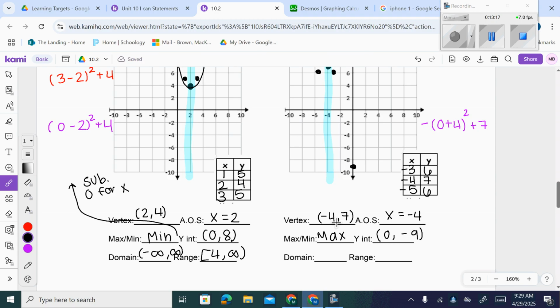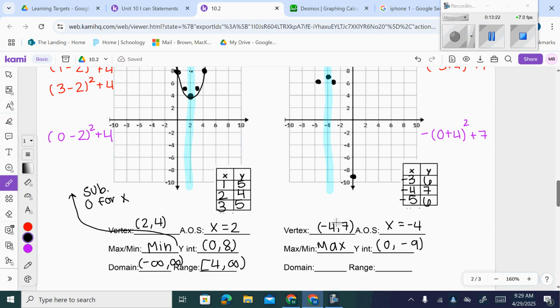All right, now how do I find my 5th point? We're going to mirror it. Y'all, how many is this away from the axis of symmetry right now? 1. Well, how many do I have to go over to get my axis of symmetry? 1, 2, correct? So now I'm going to go 1, 2. It should be right here. And then you can connect your parabola.